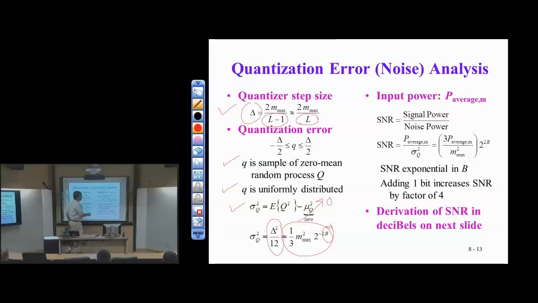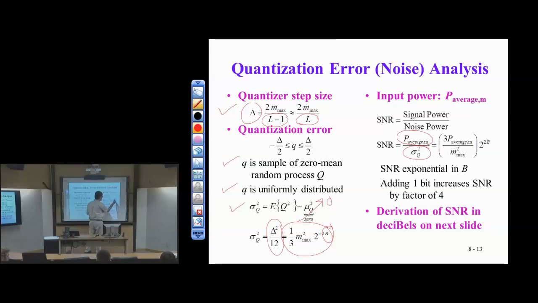Okay, we'll look at the SNR here. It's signal power over noise power. I don't know the signal power. I know the noise power. So we're going to let the signal power be a placeholder, and we'll do this in terms of average power for the input. And then we can put in the rest of what we know for the noise power, which is just the variance. And now we have an SNR that's starting to look interesting.